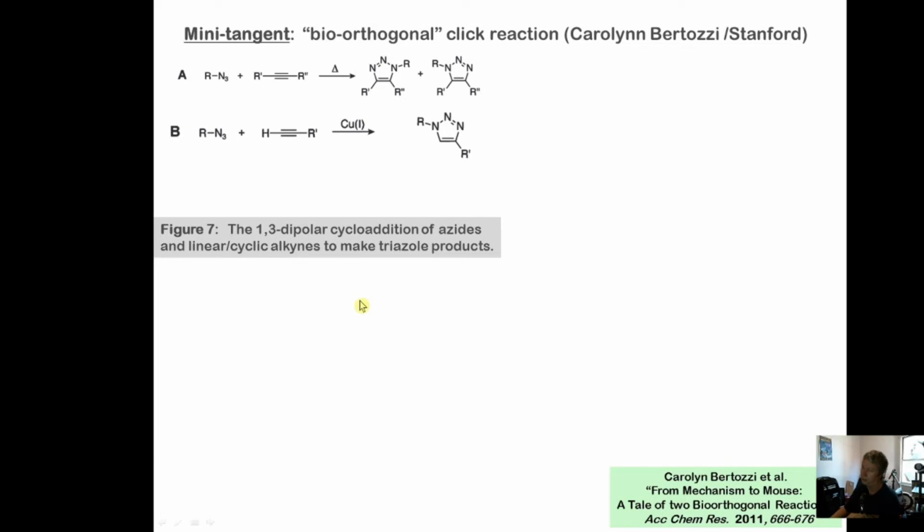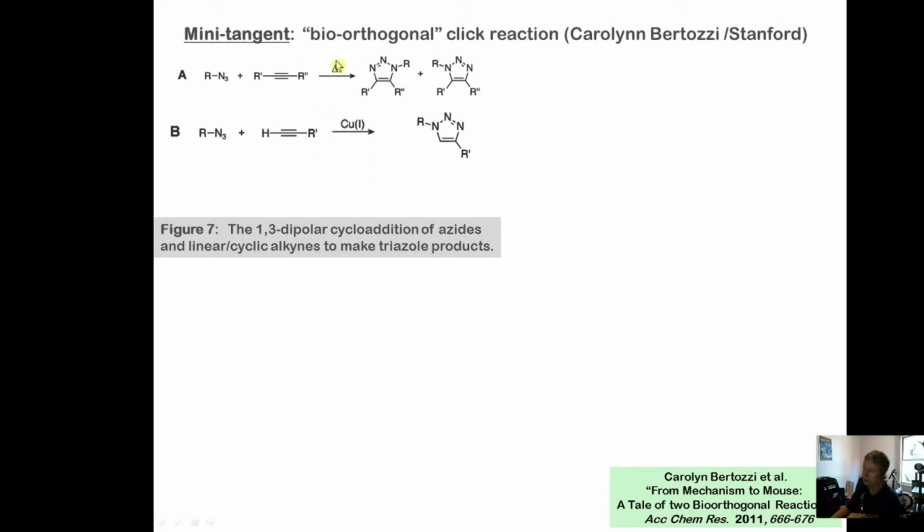And then there's a copper version, and this will usually give you one stereoisomer, so the R group is on one side and the R prime is on the other, and it makes a triazole. What's really cool is these are great ways to link two pieces of a molecule, right? And what Carolyn Bertozzi really, I don't know if she discovered this, but she maybe did discover it.